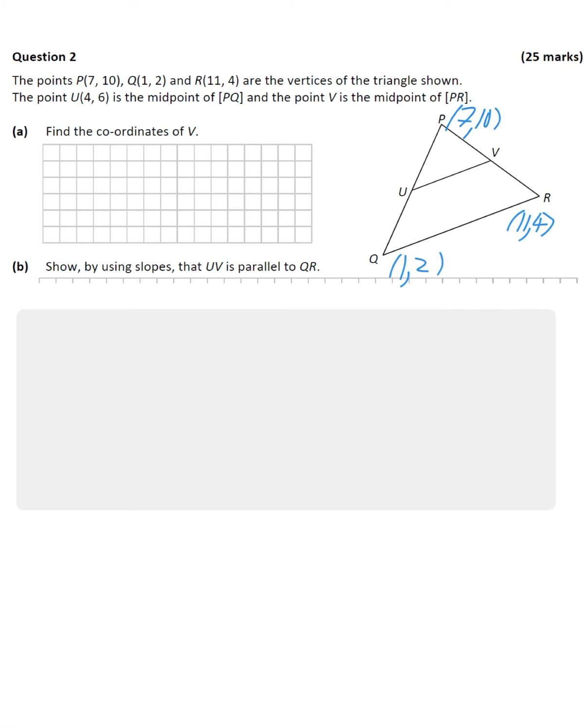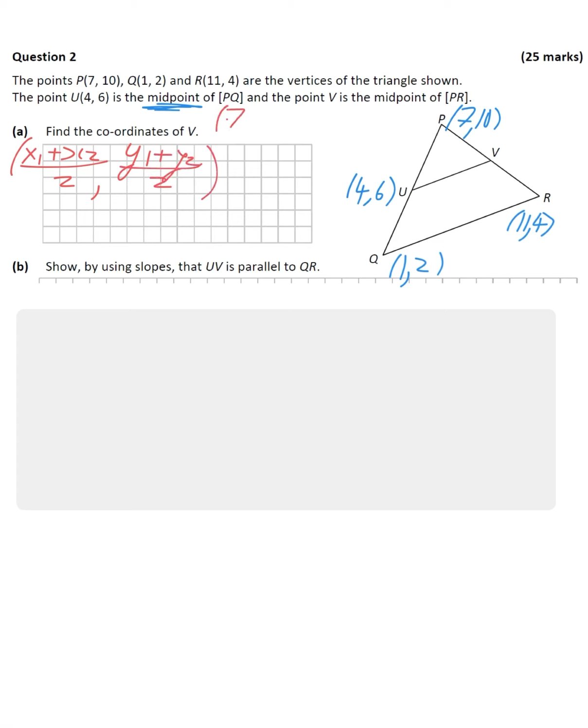The point U, then, which is (6, 4), is the midpoint of PQ, and V then is the midpoint of PR. Find the coordinates of V. So we're told that U is the midpoint of PQ, and so then V has to be the midpoint of PR. So the first thing I'm going to do here is write out the midpoint formula. So (x1 plus x2) over 2, (y1 plus y2) over 2.